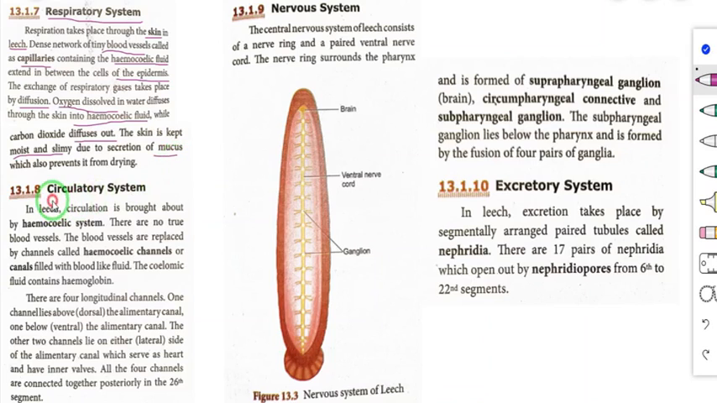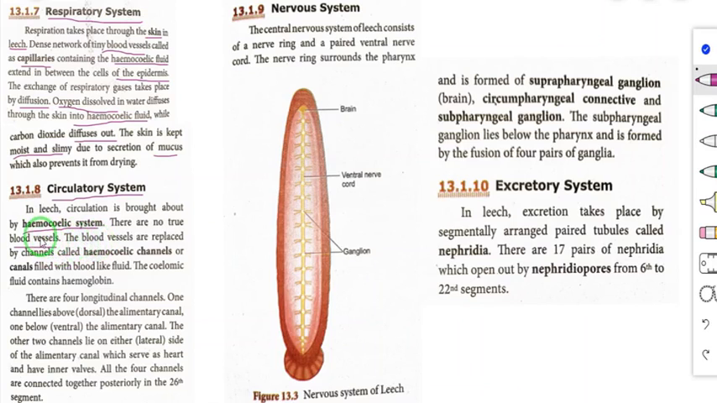The next one, circulatory system. In leech, circulation is brought about by the hemocoelic system. There are no true blood vessels. In our body we have a lot of blood vessels: arteries, veins, capillaries, so many blood vessels are present. But in leech there are no true blood vessels.